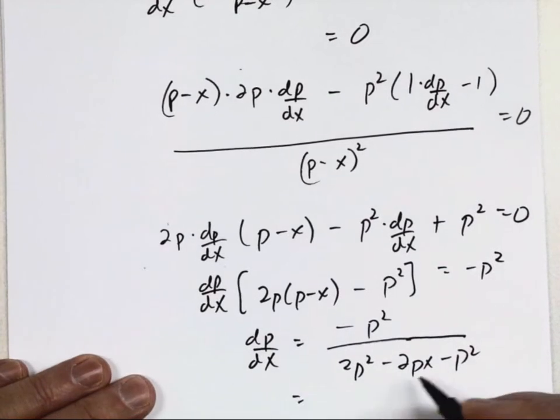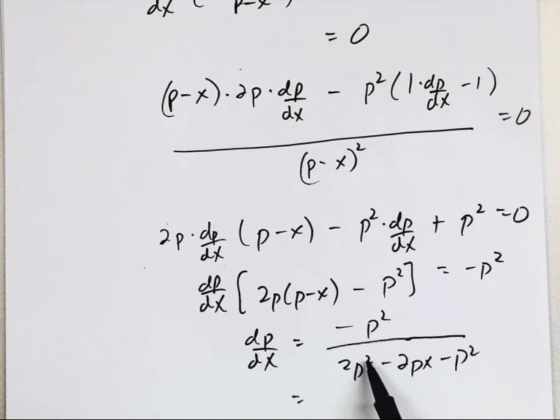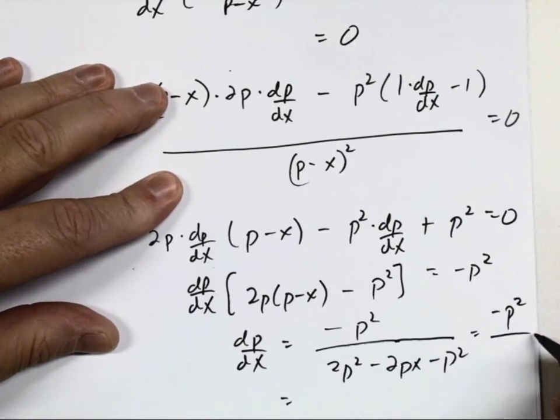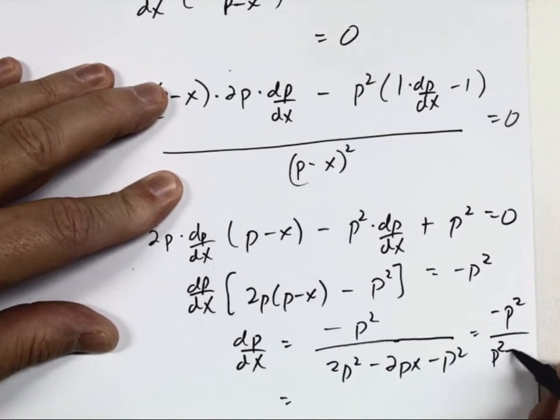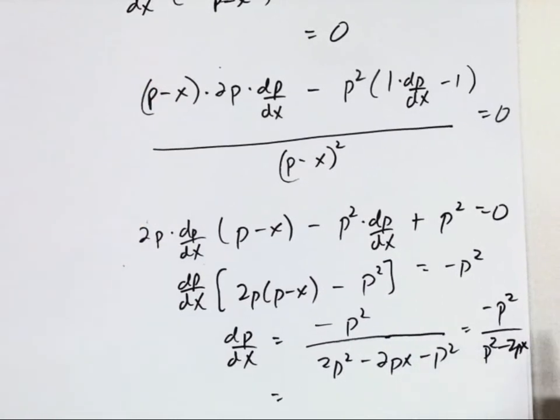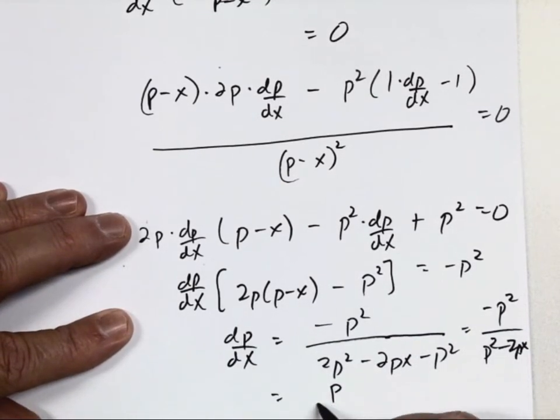And then it does look like a couple things can happen. First of all, 2p squared minus p squared is just p squared. So you have negative p squared over p squared minus 2px. I notice I have a p in all three of these terms. So I'm going to divide out the p, and I'm going to switch these around to switch the signs. Hopefully you know what I'm doing.